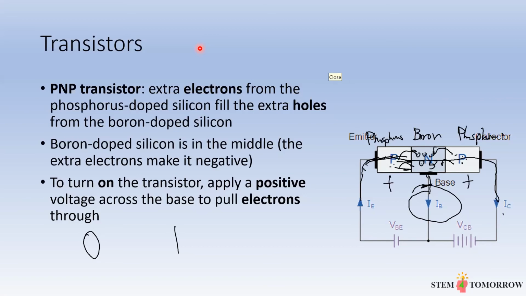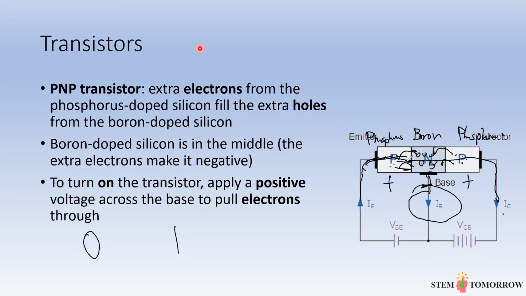So now there's another question. Okay, can you just explain everything again? Okay. So basically, you have phosphorus doped silicon on the left and the right, and then boron doped silicon in the middle. So in the boron doped silicon, there's a bunch of extra holes, and on the sides there are a bunch of extra electrons. So the electrons are going to fill in these holes, and since there's a lack of electrons on the sides, they're going to be positive, and there are more electrons in the middle, which is going to make it negative. Okay.